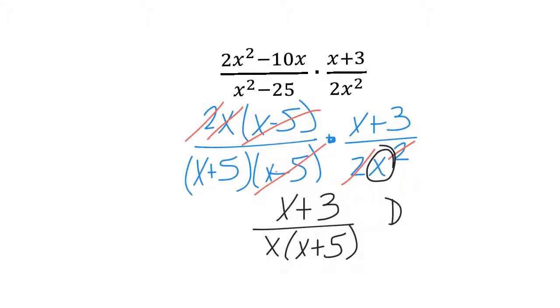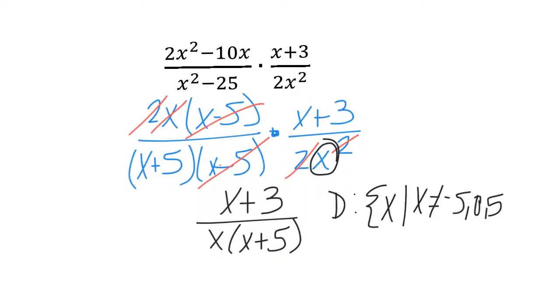And then for the domain, we look at the problem before it was simplified. So before we divided anything out, we know that x cannot equal, from this one, 0. From this one, x cannot equal 5. And from this one, x cannot equal negative 5. So x does not equal negative 5, 0, and 5. You don't get marked off if you don't write it in numerical order. And I just don't have space for my curly brace. There we go.